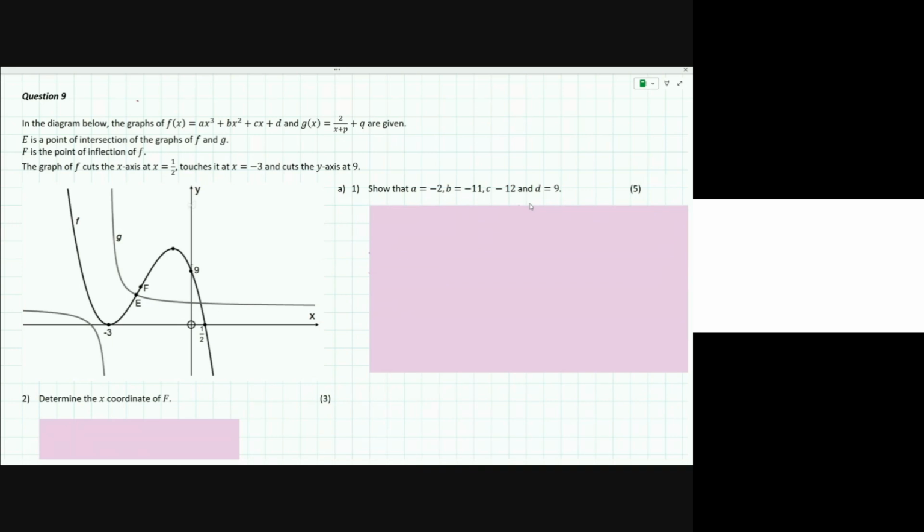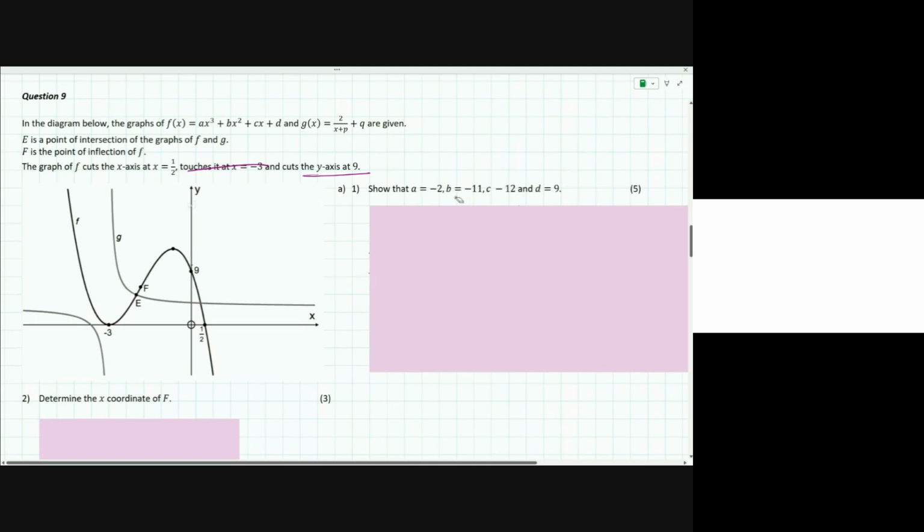E is a point of intersection of the graphs f and g. F is the point of inflection of f. The graph of f cuts the x-axis at a half, touches it at -3, and cuts the y-axis at 9. Cuts the x-axis means it goes straight through. Touches means it's both a stationary point and an x-intercept, and then obviously the y-intercept. So we've been given a fair amount of information here in order for us to go and answer our questions.